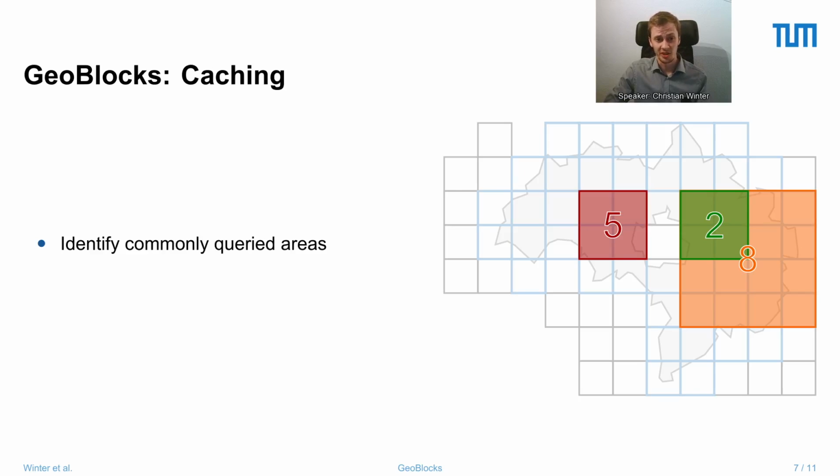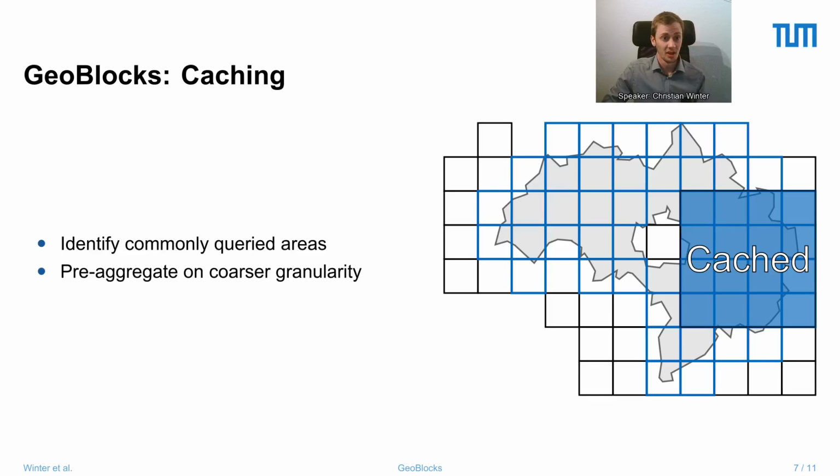Now, we also saw potential of further speeding this up by noticing that polygons are often not fully changed between queries, but just resized or reshaped around the borders. So when keeping track of commonly queried areas, for example, the red, green, and orange boxes here, and tracking how often they're queried, we can further aggregate these often queried areas and cache them. Now, when we have these cached results at coarser granularity, we can reuse them if all cells are required again.